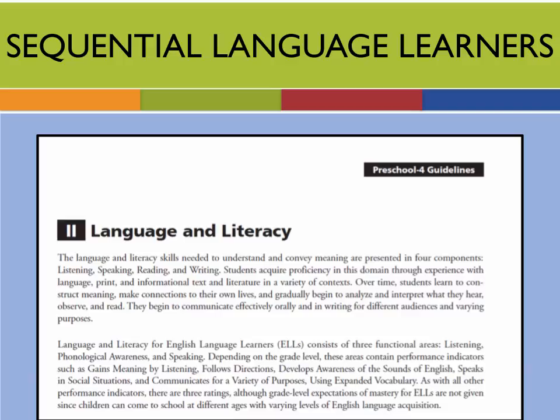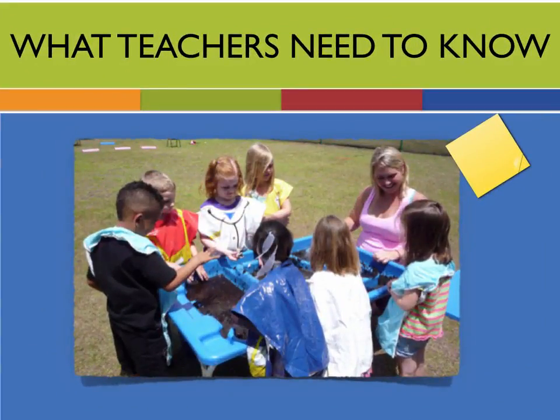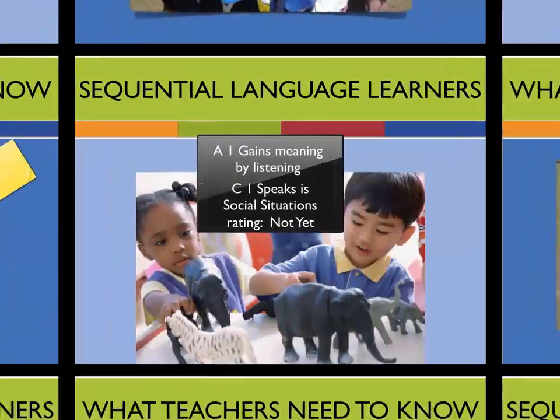For English-only children, all ELL indicators would be rated as NA. As a teacher, you need to understand how sequential dual language learners in your class acquire a second language. This will help you know how to support learning as well as collect evidence for WSO.